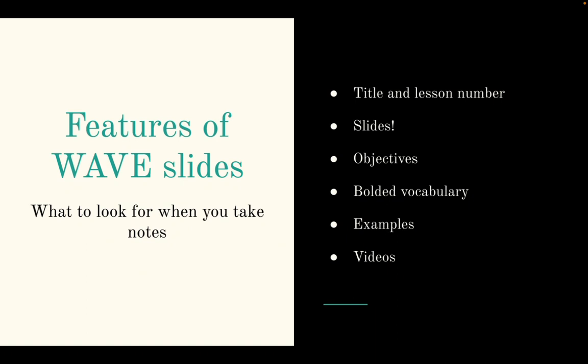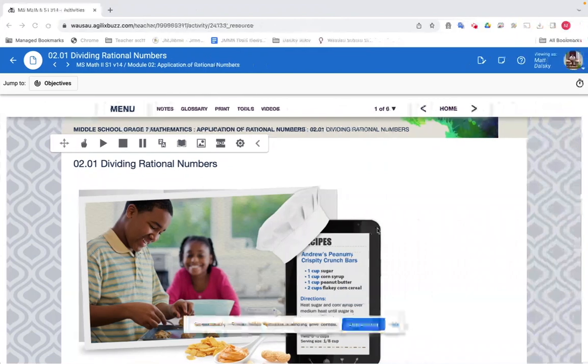So the content wasn't as important, but everyone has a title. And then in these lessons, there's slides, there's objectives, there's bolded vocabulary, there's examples, and there's videos. Videos I don't take, well, I might take notes on, but the main three things that I put in my notes are the objectives, the bolded vocabulary, and the examples. So why don't we go ahead and get into it?